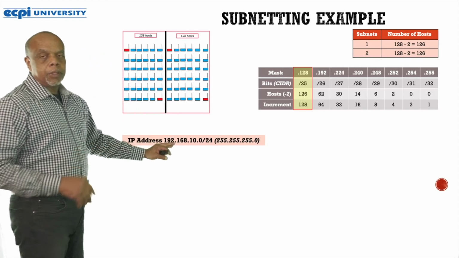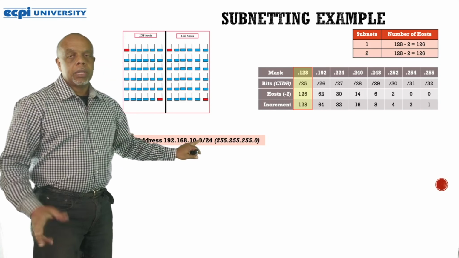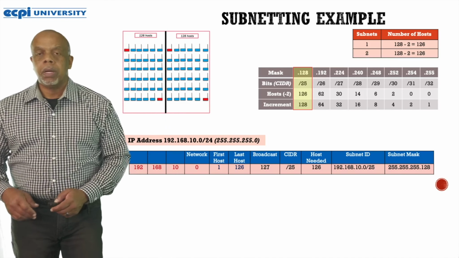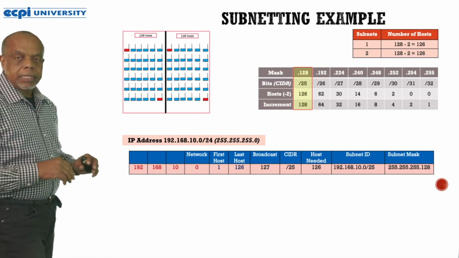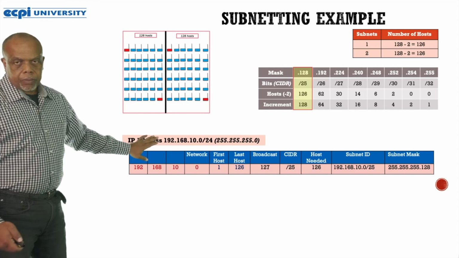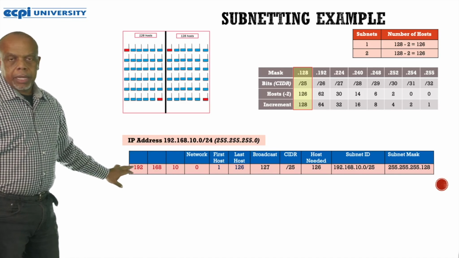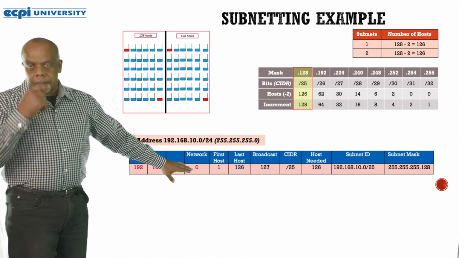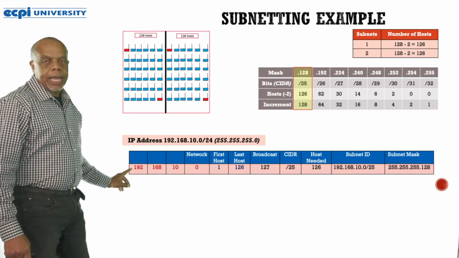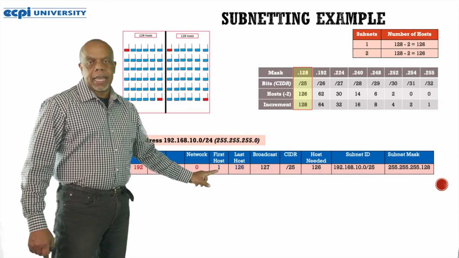For this example, I'm going to use the IP address 192.168.10.0/24, which means 255.255.255.0. Using all that, now let's actually do the subnetting. I know what my network ID is: 192.168.10.0. That's my network ID, right? Now subnetting with 128. This is my network ID, and I can't assign this. So the first IP address I can assign is going to be 1.